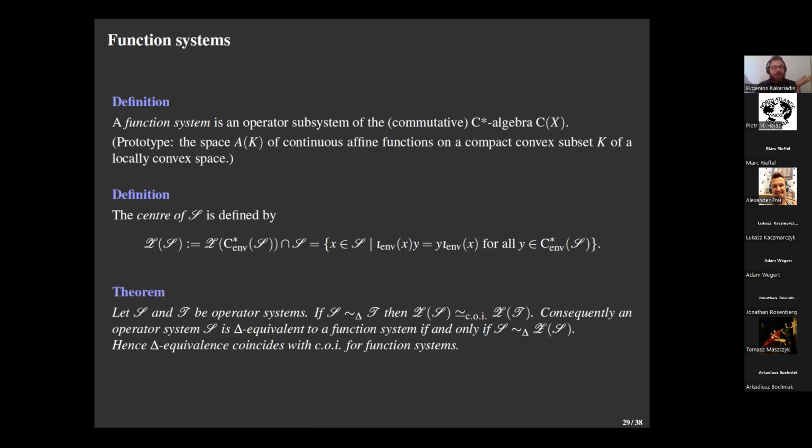Therefore, if you have function systems, the C*-envelopes are going to be commutative C*-algebras. Actually, they're going to be the commutative C*-algebras on the Shilov boundary, and their complete order embedding is just so delta equivalence for function systems is just complete order embedding, in a nice analog with what happens with C*-algebras.